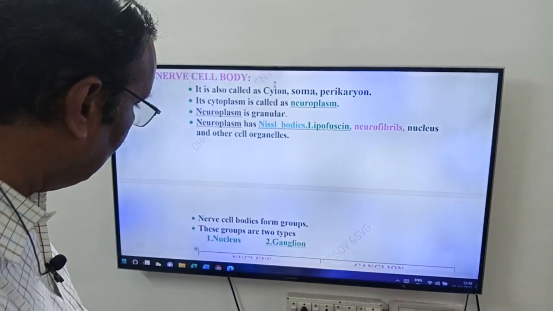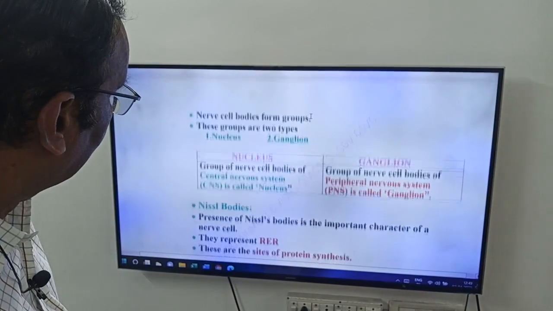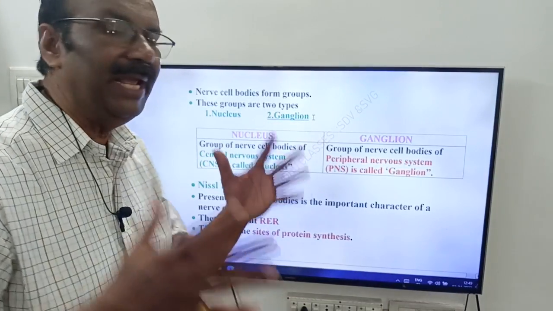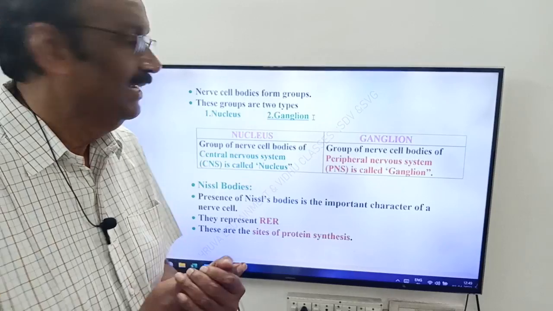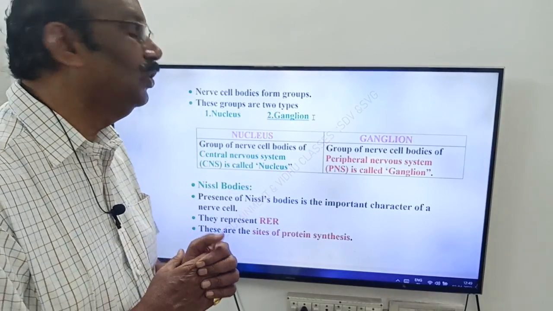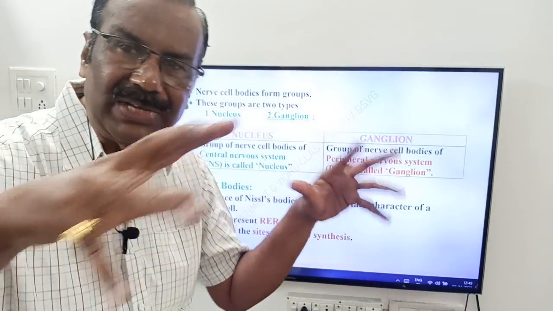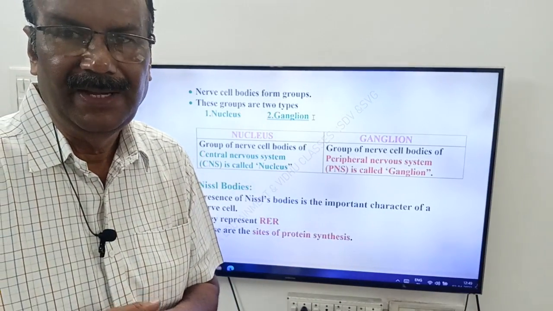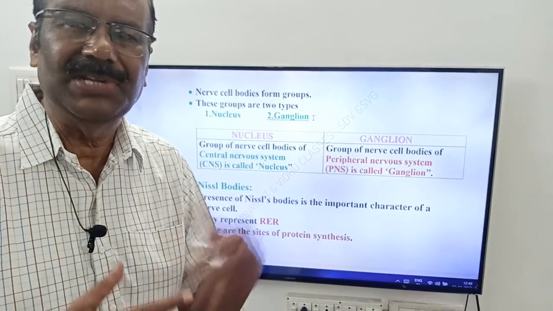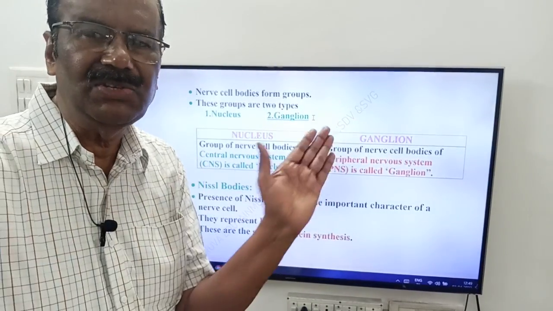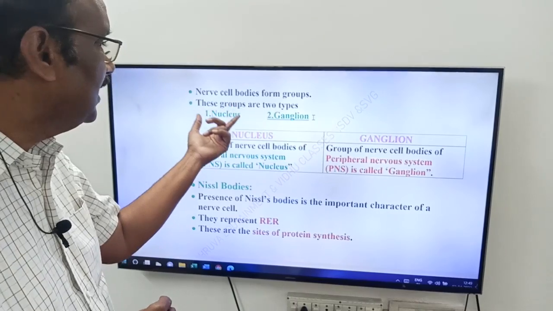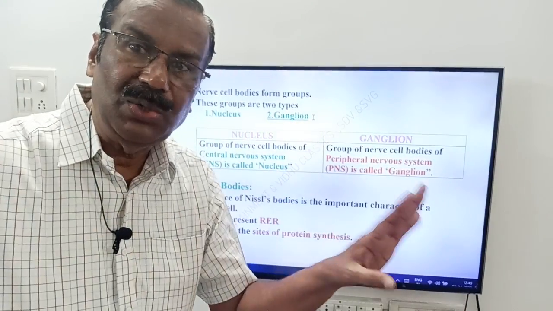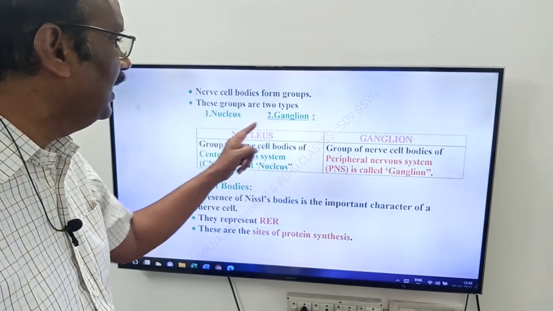Okay friends. Now come to these nerve cell bodies, which form groups. These cytons or nerve cell bodies form groups in our body. These groups are present in the central nervous system or peripheral nervous system, so they have specific names. These groups are of two types. What are they? Nucleus and ganglia.